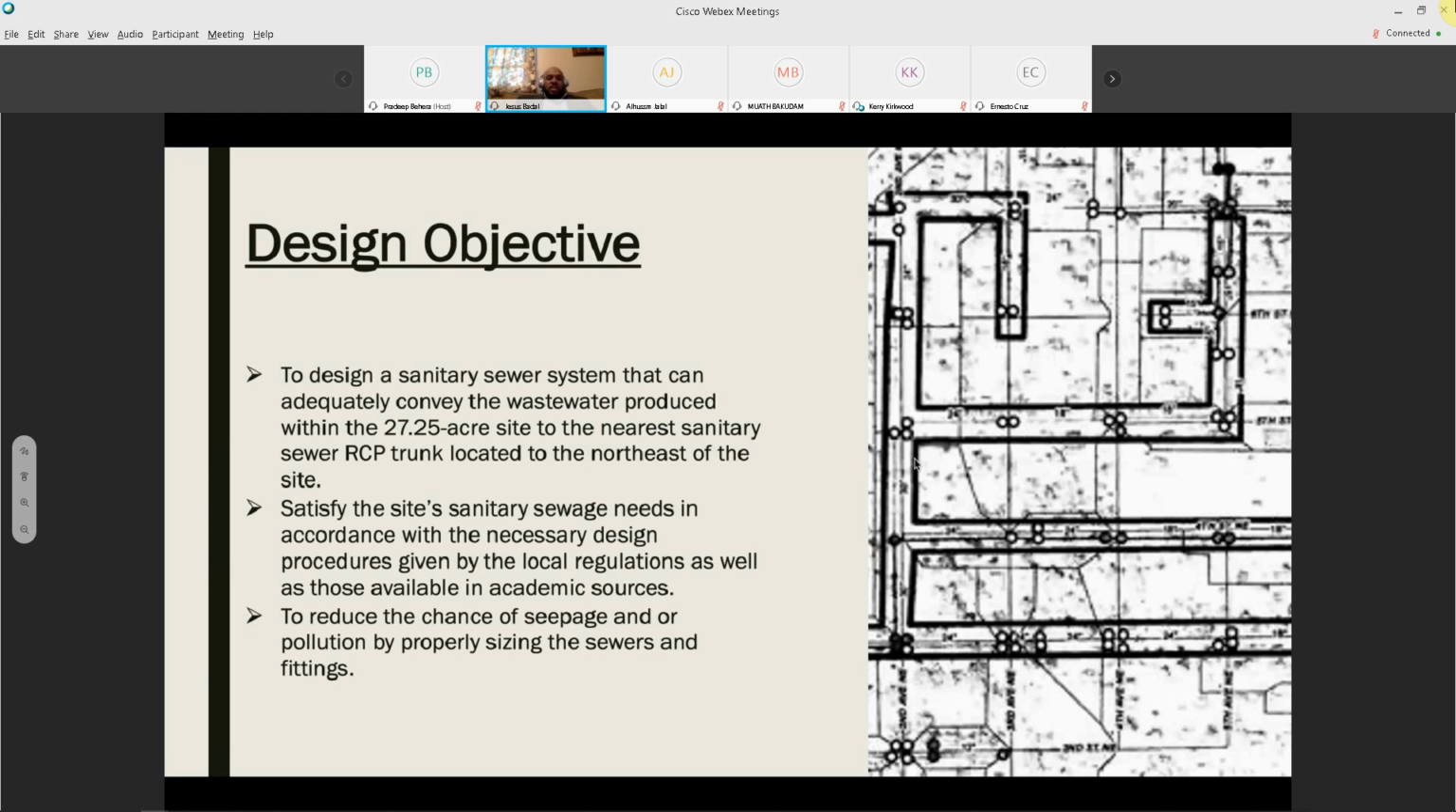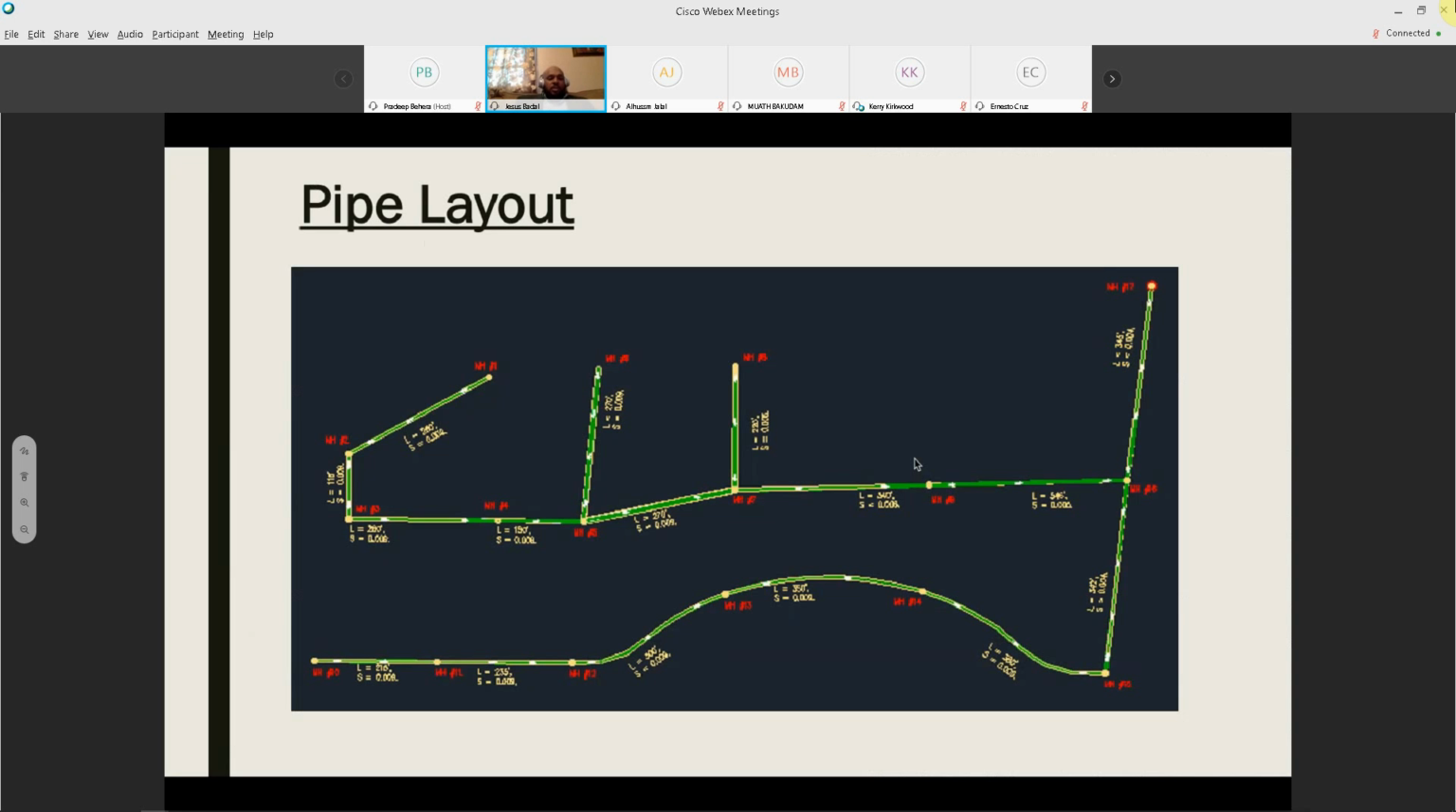The design objective of our sanitary sewer system is to convey the wastewater produced by the 27-acre site to the RCP trunk located to the northeast of the site. We have to satisfy the sewage needs in accordance with the regulations and codes of the county, and also reduce the chance of seepage and pollution by properly sizing the sewer system. Next slide, please.